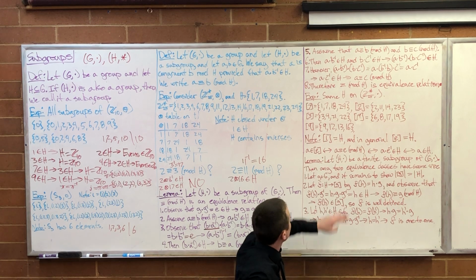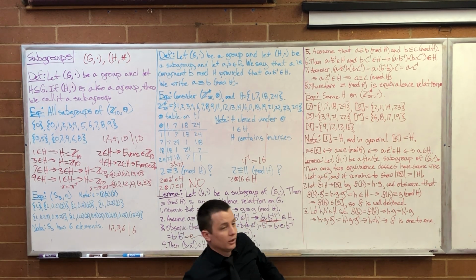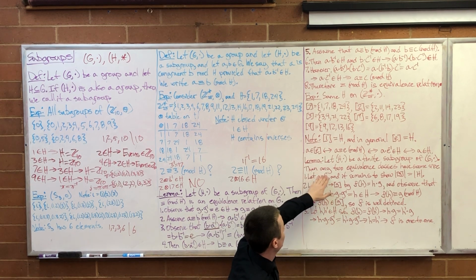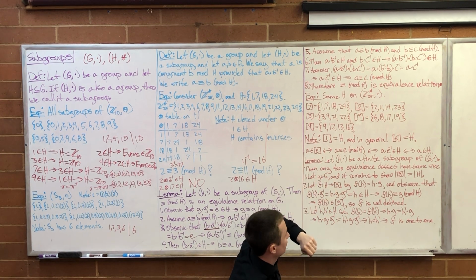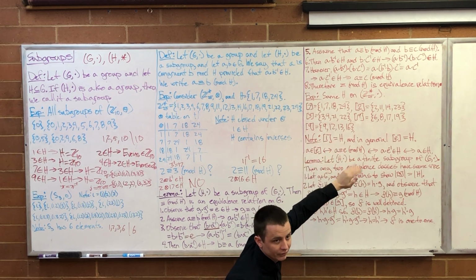So, let's finish up this proof. Let H be a finite subgroup of G. Then any two equivalence classes have the same size. So now I'm going to prove that any equivalence classes you choose are always going to have the same size.